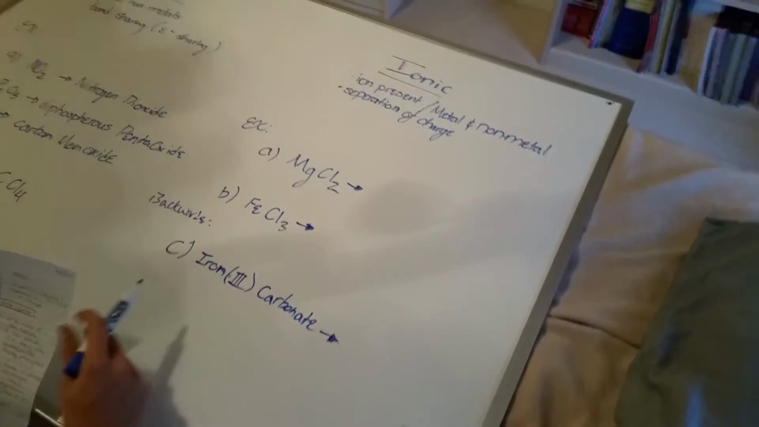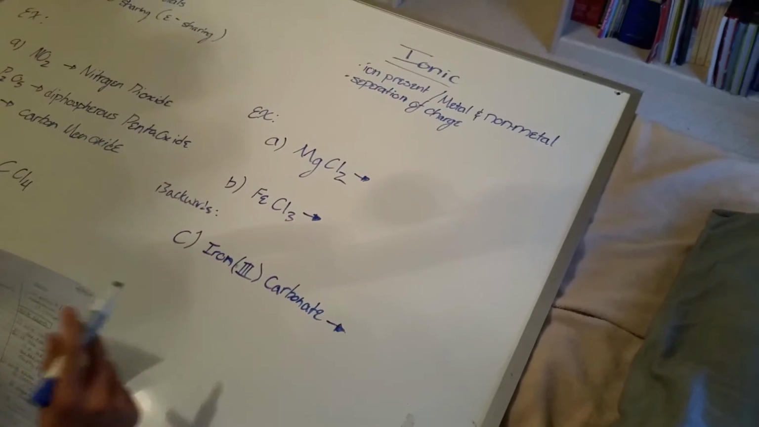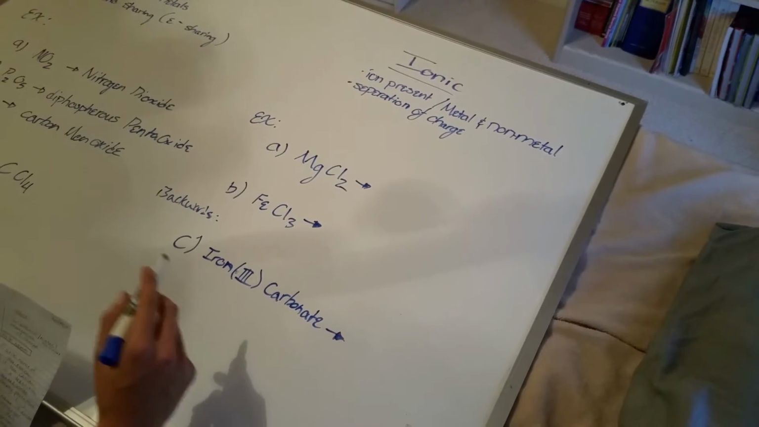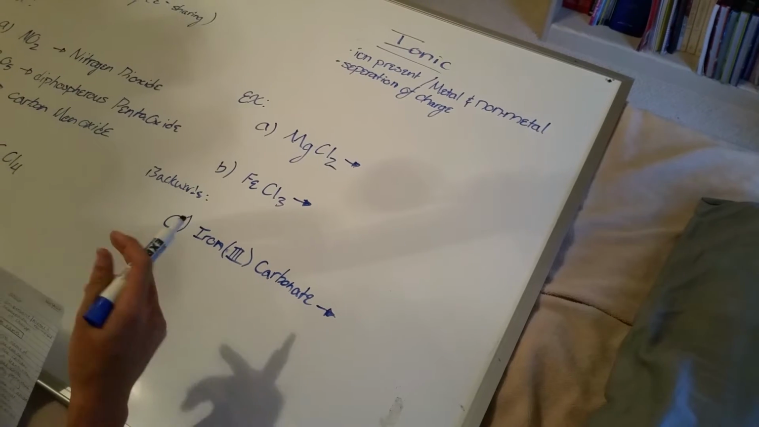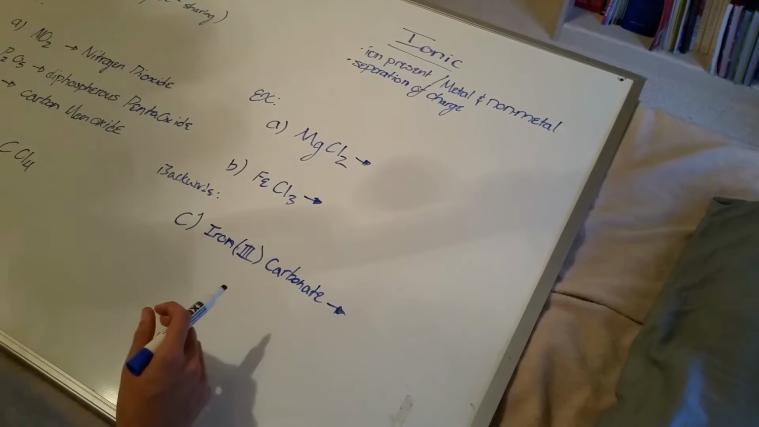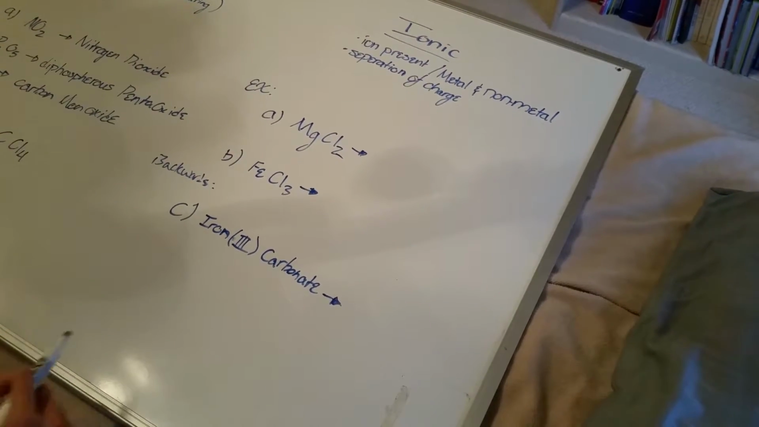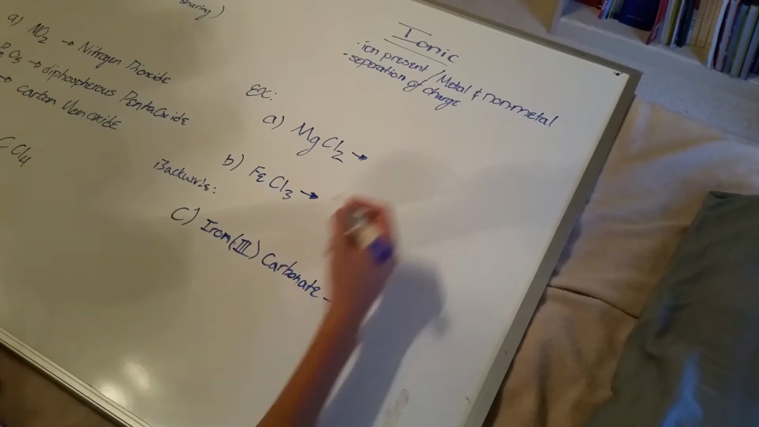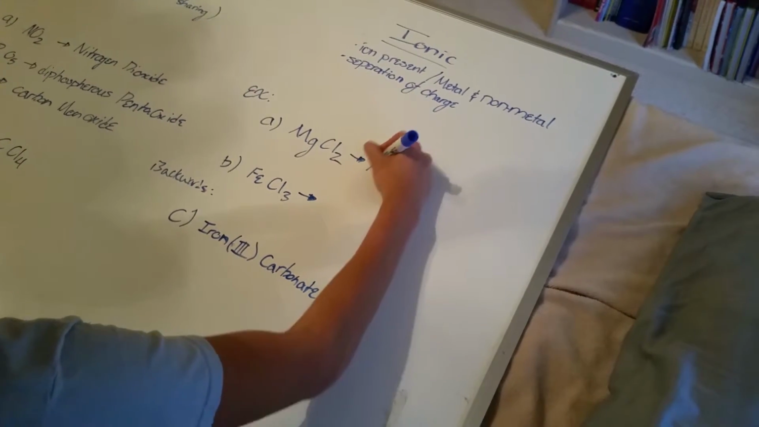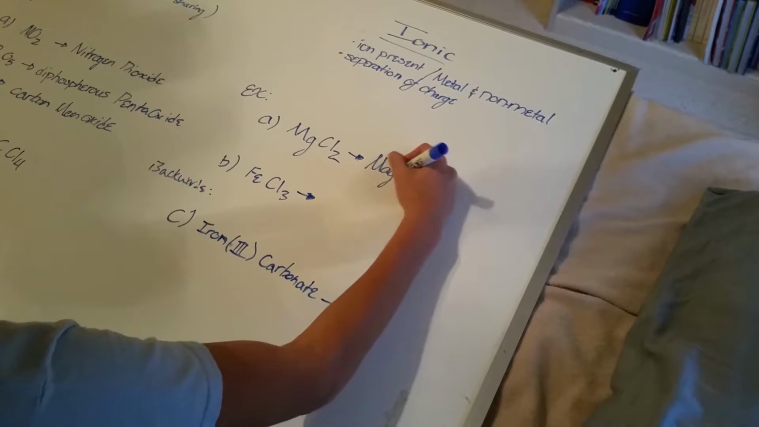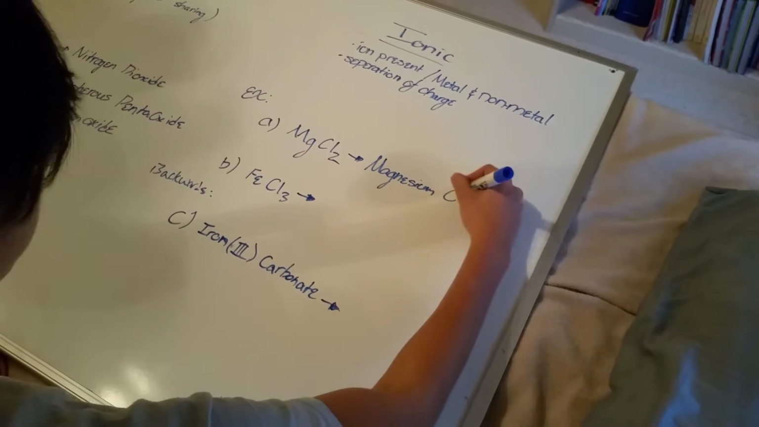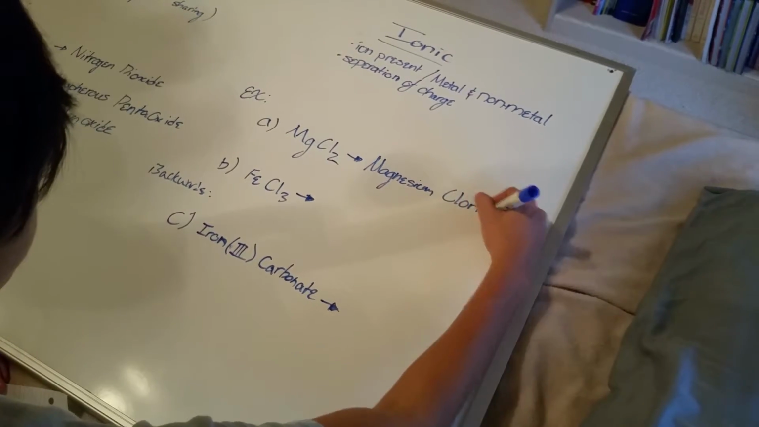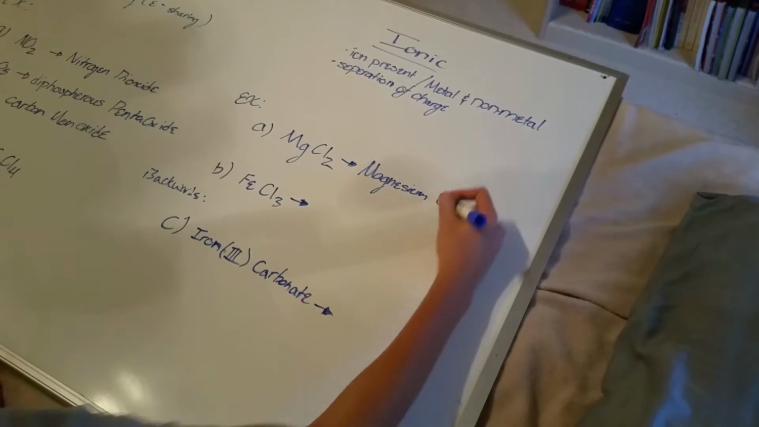Oh, and the anion, if it is an element, you would add an -ide at the end. But if it's a polyatomic ion, then you just keep the regular name. So this one would become magnesium chloride.